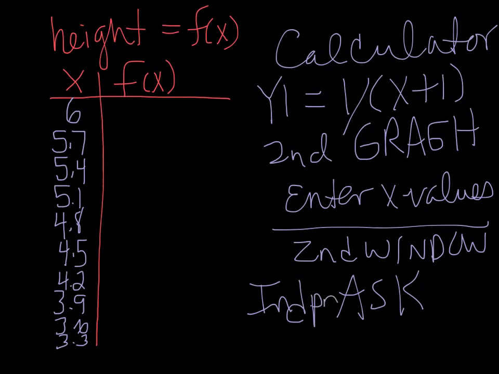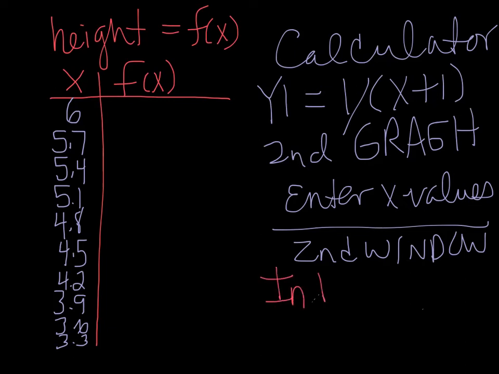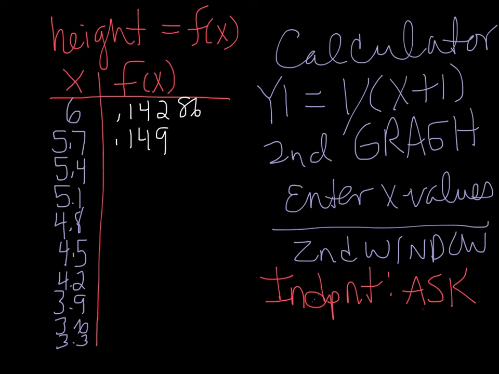Let me erase this and start over so you can actually read it. So independent, that should be ask. And that way it'll let you put in your own x values. So anyway, when you do that, you're going to get 0.14286, 0.14925, so on and so forth, all the way down to 3.3, which is 0.23256.